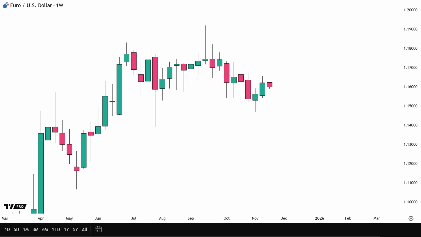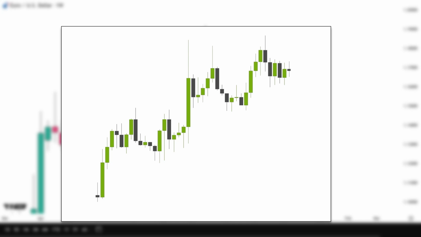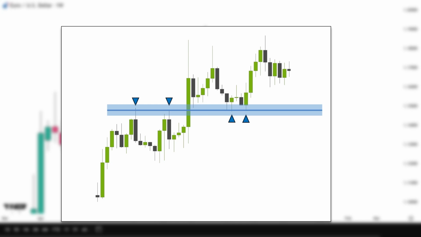Whether you draw from the candle bodies or the wicks doesn't matter. For example here, if I draw the level like this, I can only get 2 touches. But if I adjust it like this, I get all of the price reactions. Also, treat the levels as zones, not precise single lines.